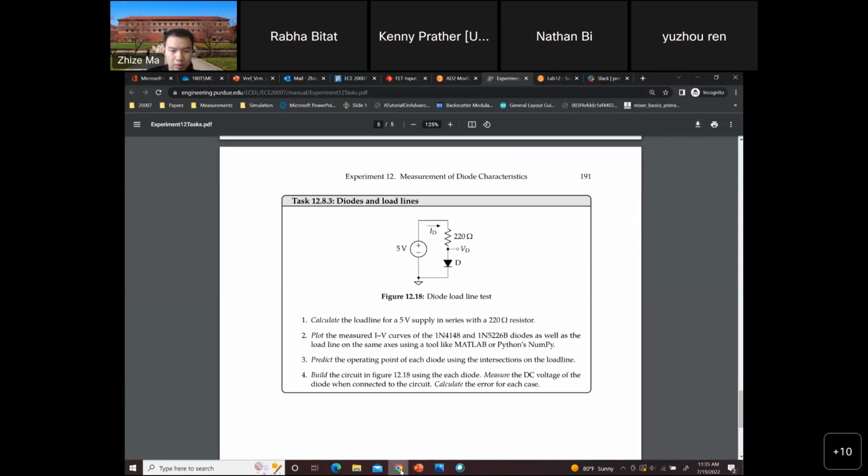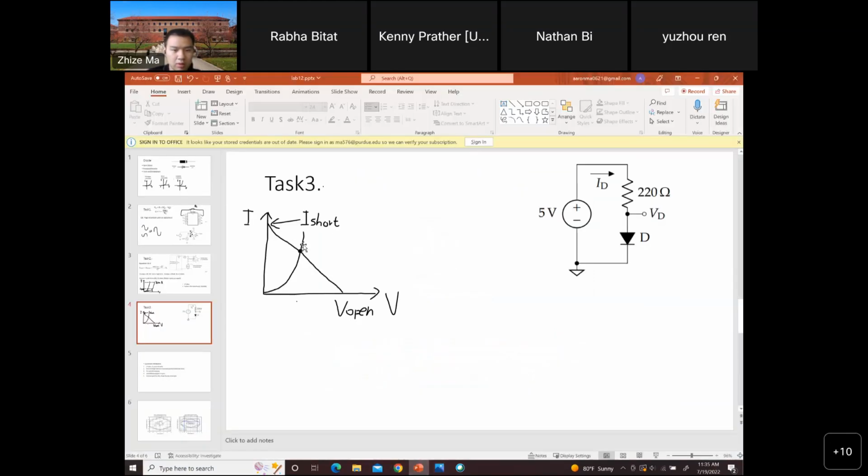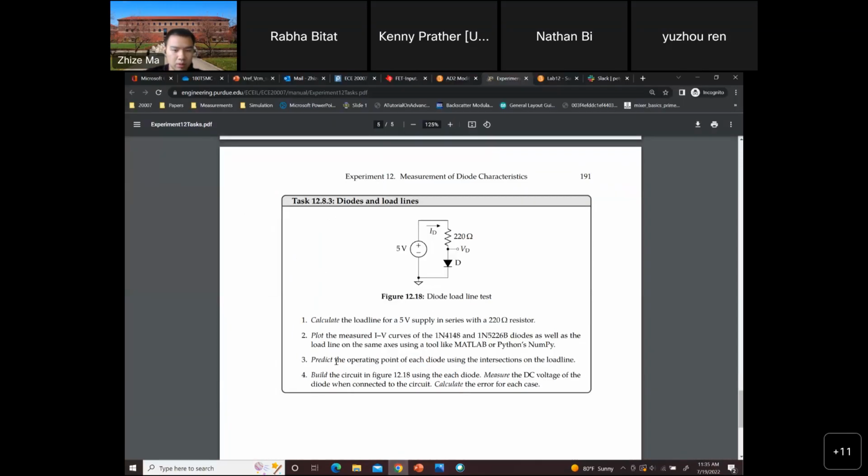And then after you plot the load line, that's one of the reasons why I suggest you use MATLAB again, so you can more easily put every plot together. After you have the load line, you're going to put the curve of the 4148 diode and the 5226 diode into the same graph, or same axis here. And you're going to see something like this. Then this point right here will be your operating point. So that's how you predict the operating point.